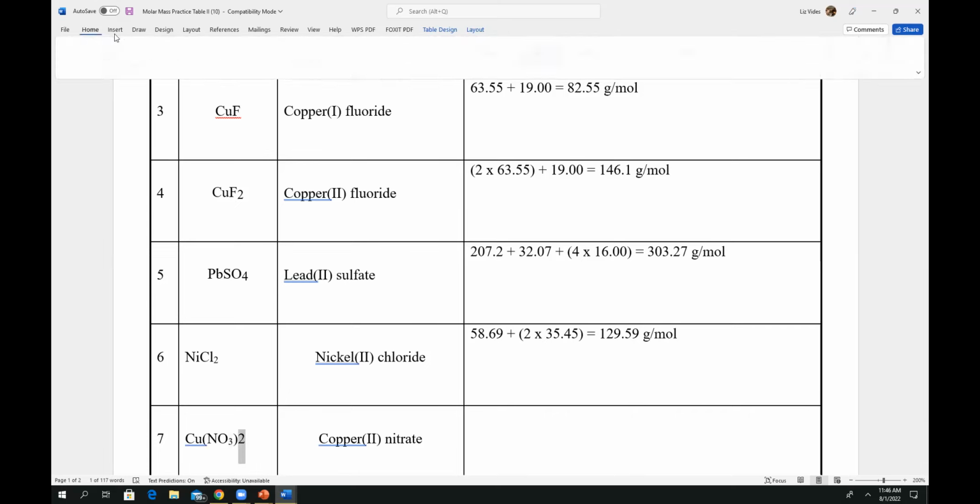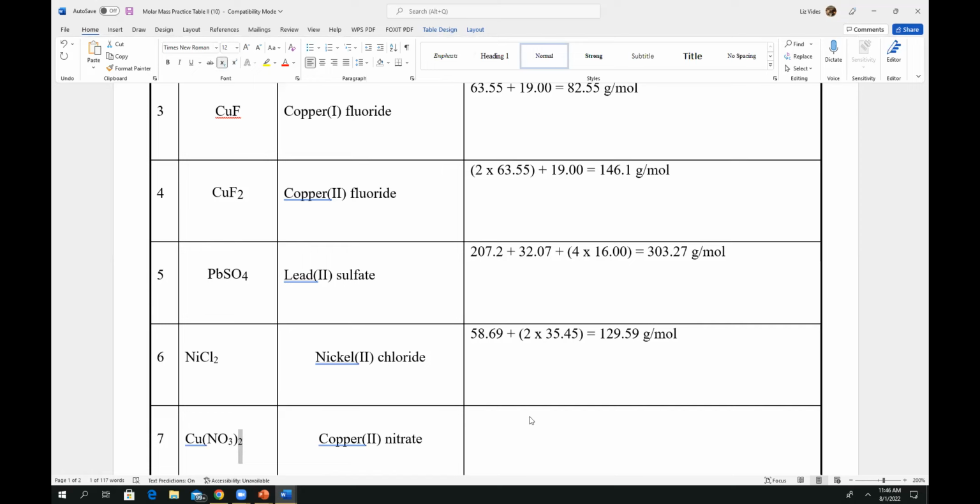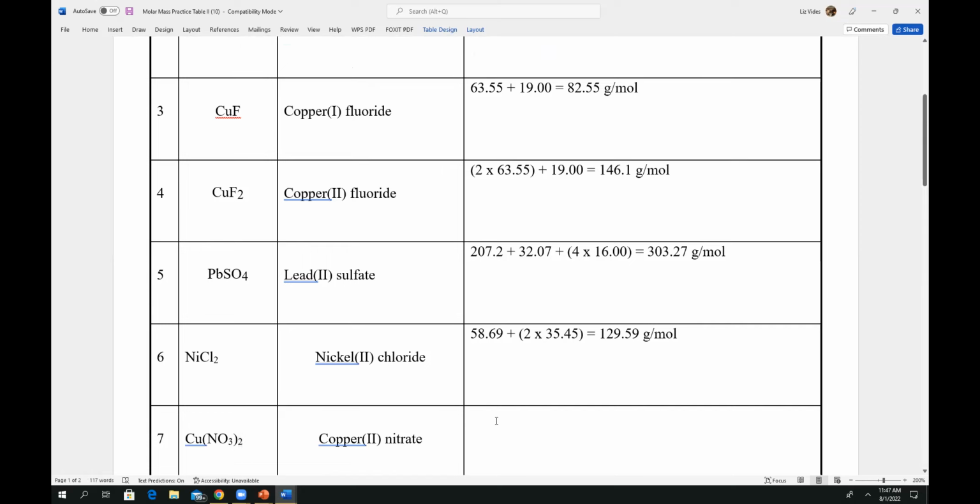All right, so you can see that there's 1 copper, and the copper is 63.55. Then we have, this is where it gets a little different. That 2 is multiplying both of those. So the nitrogen is 14.01, and then you have the oxygen, which is 2 times 3, so you have 6 oxygens at 16.00.